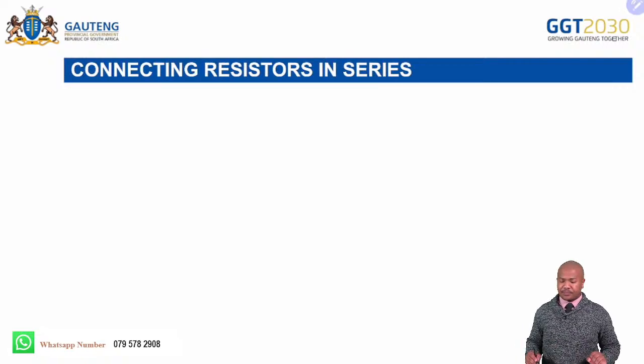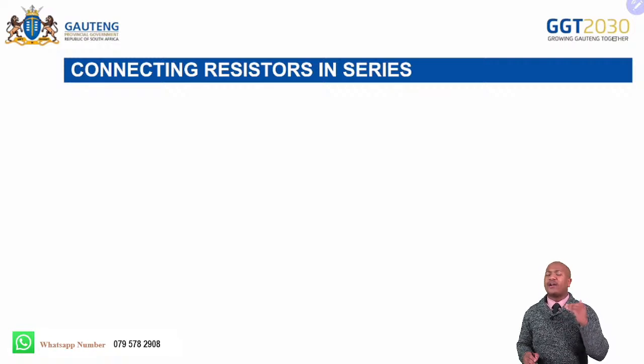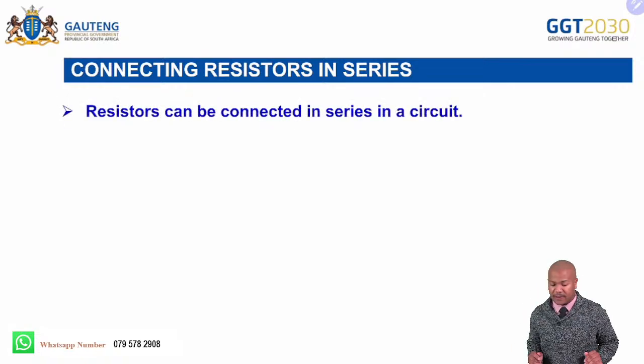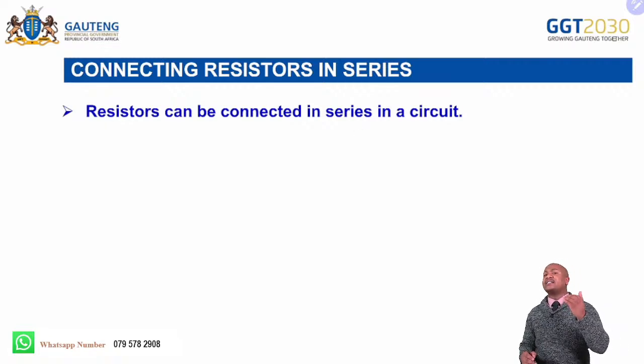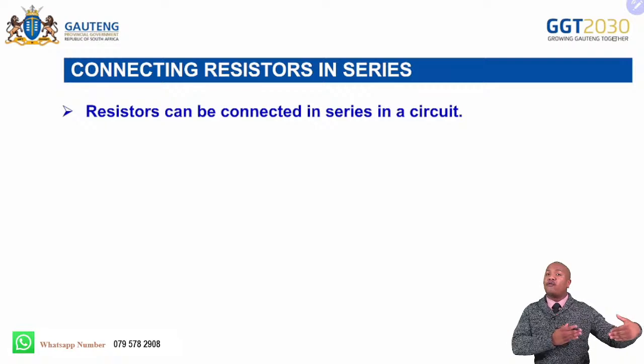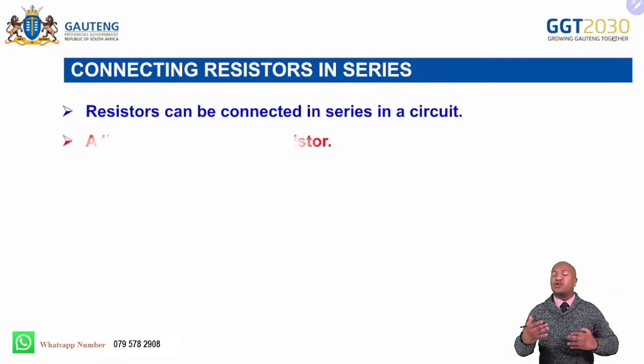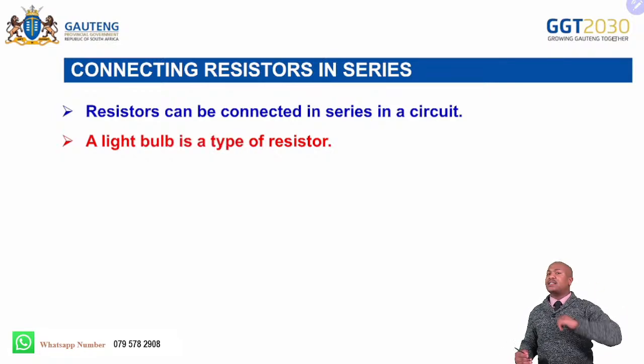Let's move on. So now let's talk about connecting resistors in series. What happens when you connect resistors in series? This one also needs you to listen attentively. Resistors can be connected in series in a circuit, meaning they are connected to follow one another, to follow one pathway. So what happens when you connect these resistors in series?